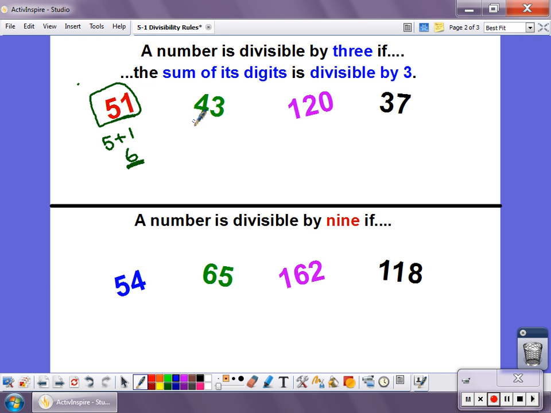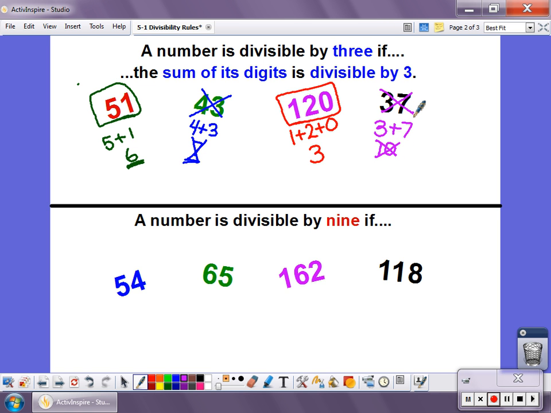Okay, let's try this next one. 43, if I do 4 plus 3, that gives me 7. Well, 7 is not divisible by 3, which means 43 is not divisible by 3. Okay, try this one. 120, so I do 1 plus 2 plus 0. 1 plus 2 plus 0 is 3. 3 is divisible by 3, so 120 is divisible by 3. And then finally, 37. If I do 3 plus 7, that gives me 10. 10 is not divisible by 3, so 37 is not divisible by 3.